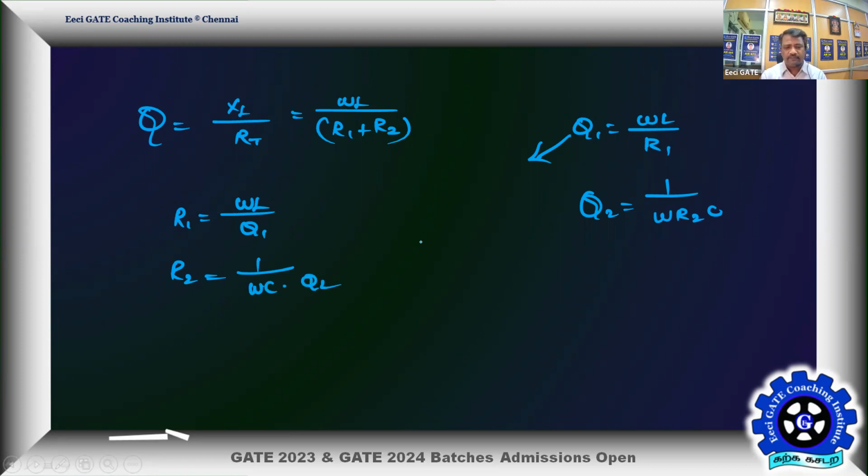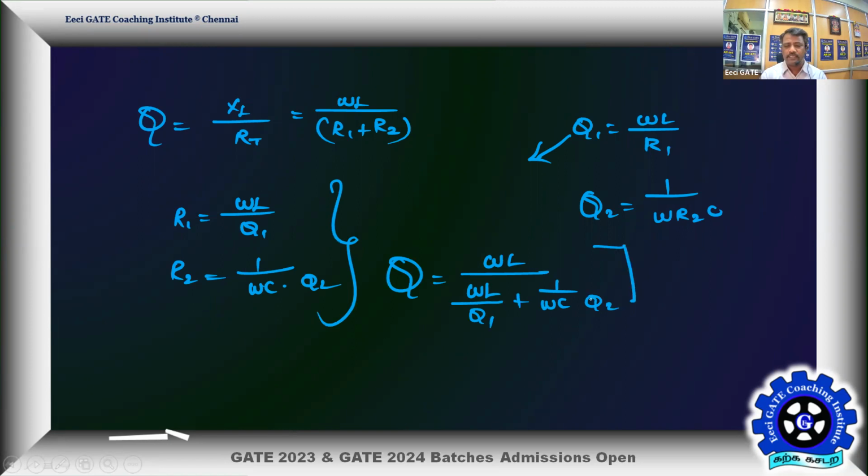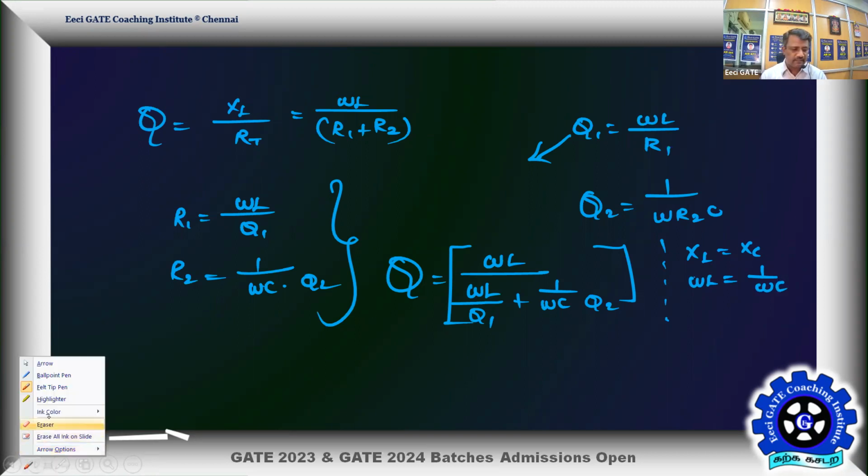So then the total quality factor is equal to omega L divided by R1 plus R2, that is, omega L by Q1 plus 1 by omega C into Q2. That's the expression for the total Q. And not to forget that XL is still equal to XC, that means omega L is still equal to 1 by omega C. The circuit is still under resonance condition. Therefore, I can cancel these factors. That's an important step we are looking for. So this omega L and this 1 by omega C will get cancelled because all are equal under this condition.